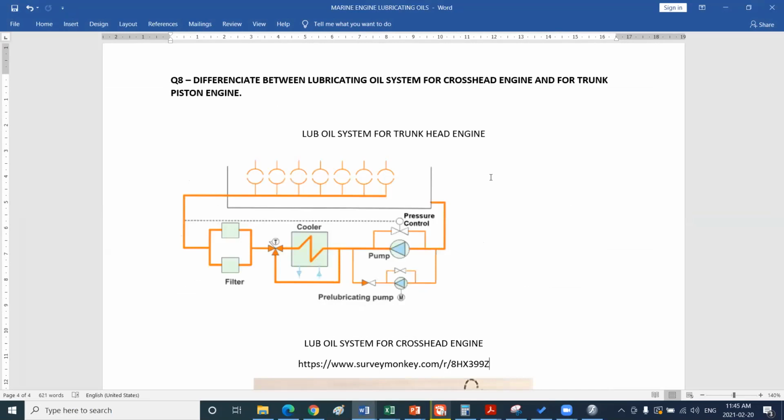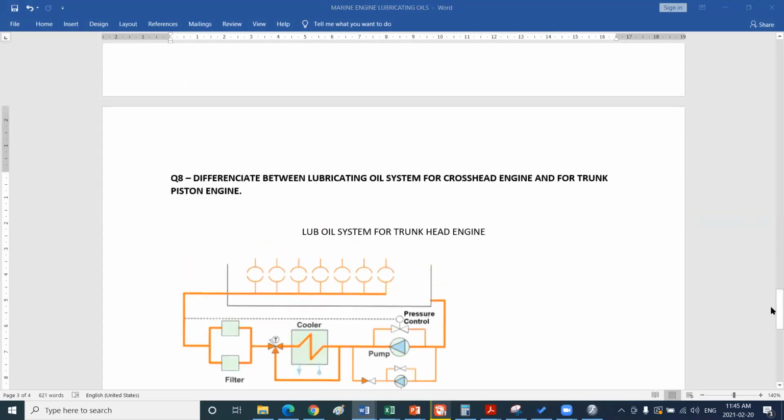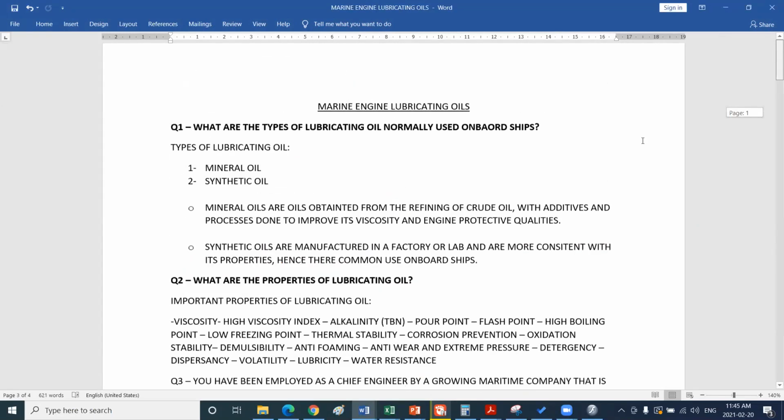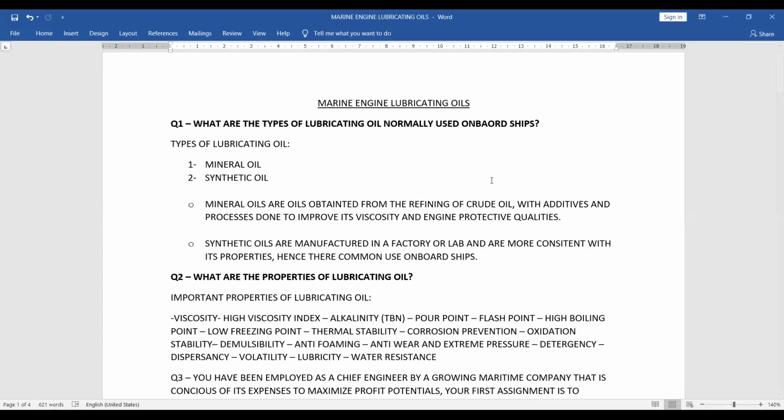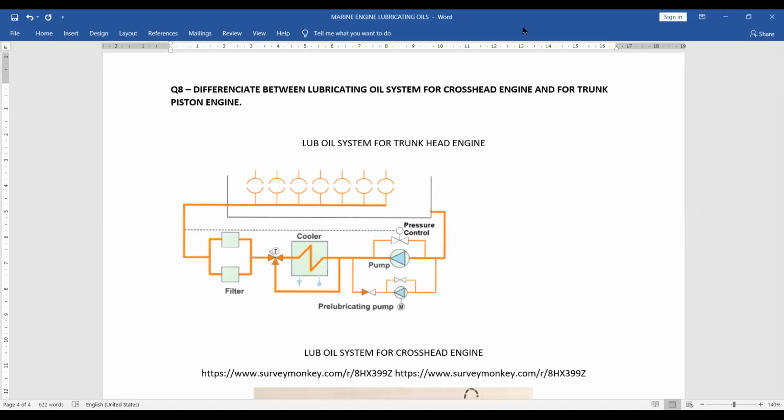Okay. So first of all, we're talking about oil. What are the types of oils that we use on board our vessels? Basically, we have mineral oil and synthetic oil. Mineral oils are generally oils that are obtained from petroleum products, while synthetic oils are oils that are manufactured in the lab. And we also have a third kind of oil called blended oil.